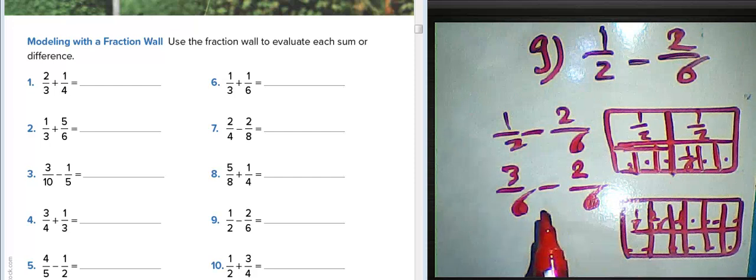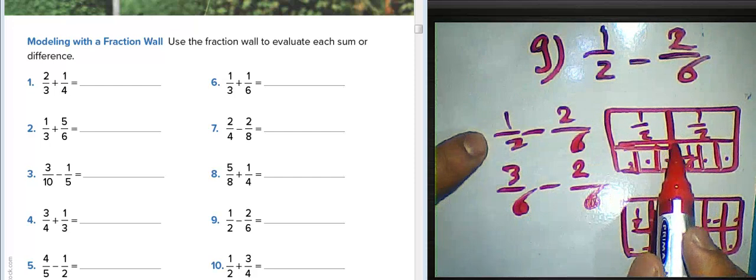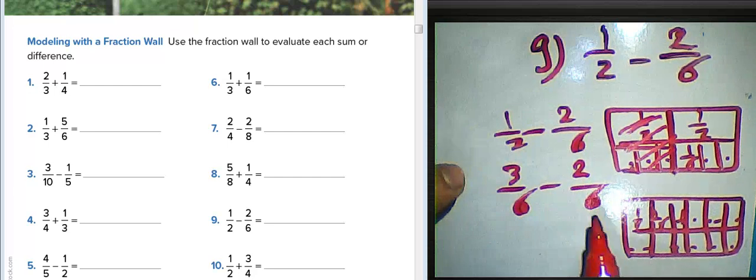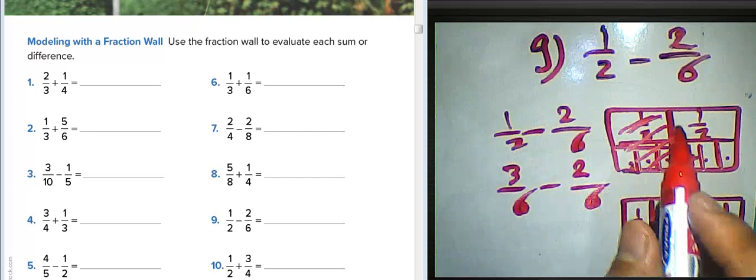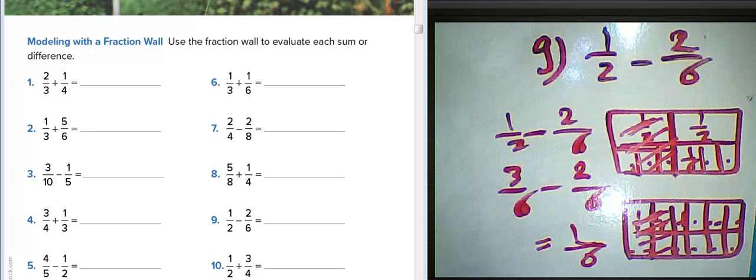And then we must cancel. Here we color 3 over 6, which will be half. We must color this part, and 2 over 6, or 2 parts, are cancelled from the top. The result will be 1 over 6, the difference between the two fractions.